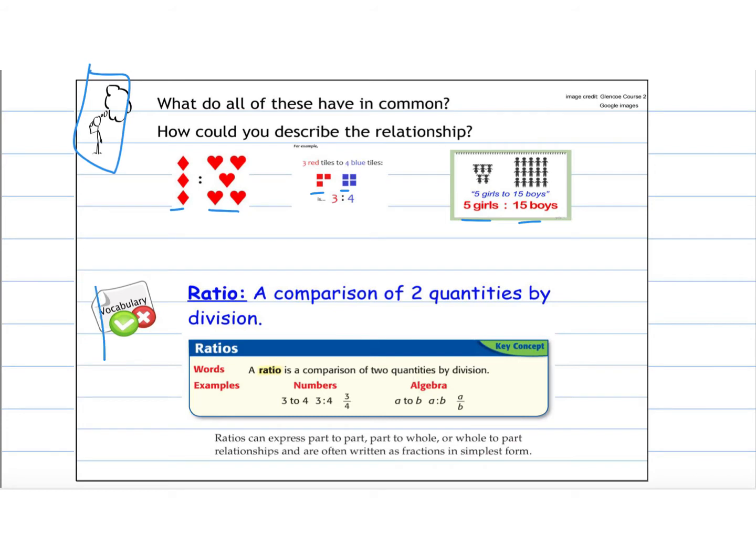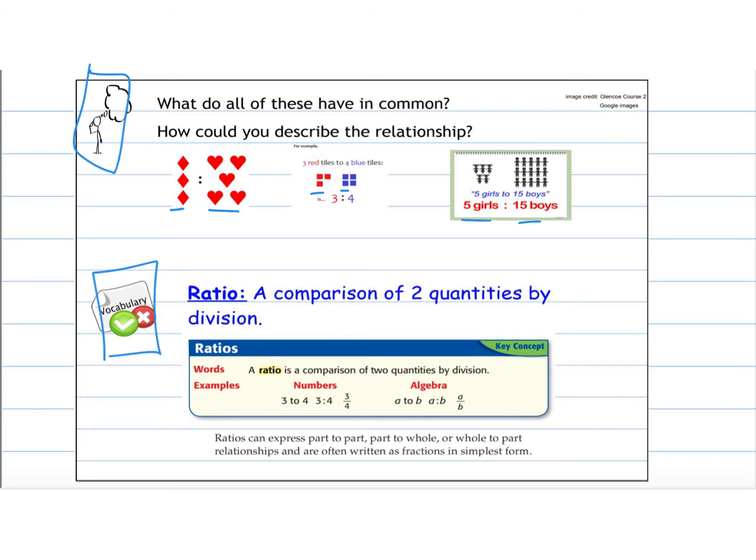Vocab word. Anytime you see this, remember we write down the vocab word along with the definition. Our vocab word is a ratio. This is a comparison of two quantities by division, and they can be written multiple ways. We can write it down. This part you should include as well.